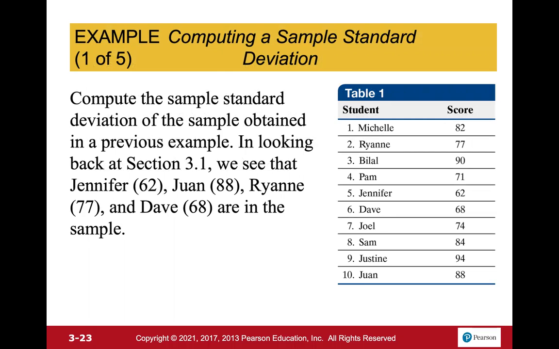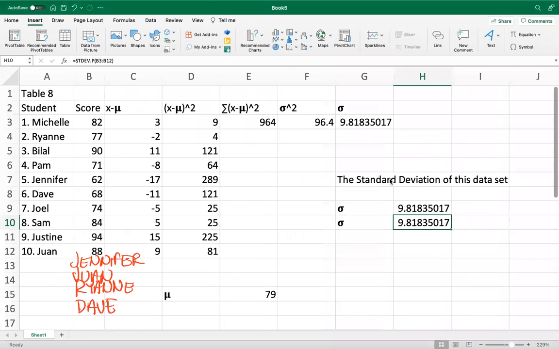All right, so looking at this: compute the sample standard deviation of the sample obtained in the previous example. Looking back in section 3.1, we see that Jennifer, Juan, Ryan, and Dave are in that sample. So we're going to use that sample again. Remember Jennifer, Juan, Ryan, and Dave. Let's take it over here. Again, we're looking at Jennifer, Juan, Ryan, and Dave.